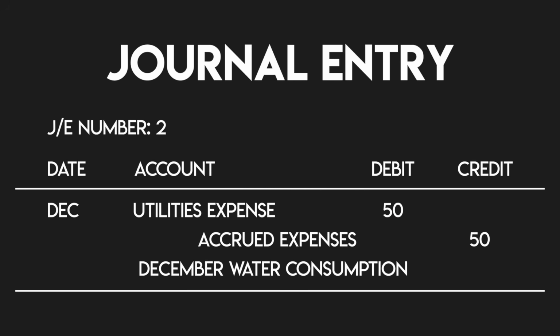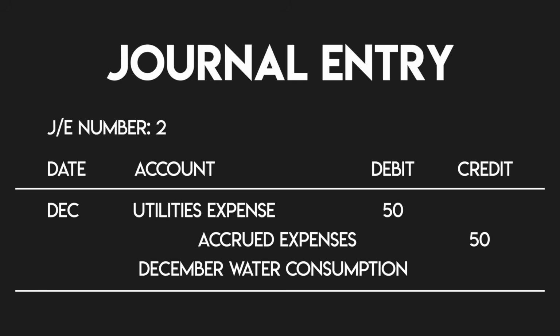The journal entry looks like this. It's exactly the same as the one we posted last month. Why? Because we estimated that water costs us roughly $50 per month. So we need to recognize another $50 of utility expenses in December. And on the flip side, we need to increase our accrued expenses in the balance sheet by another $50.